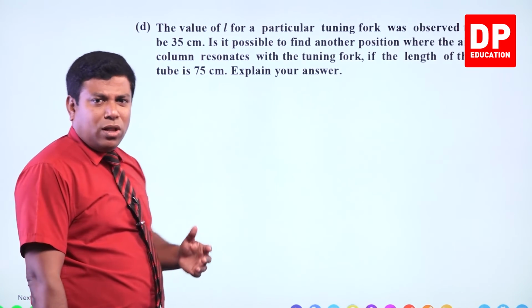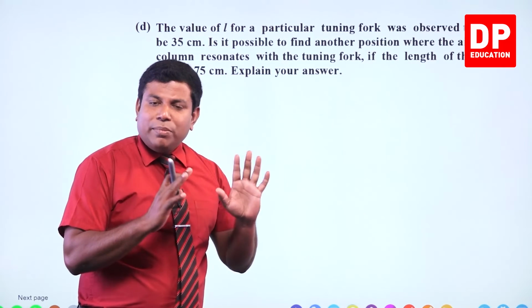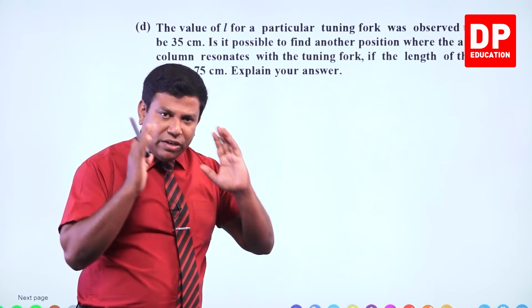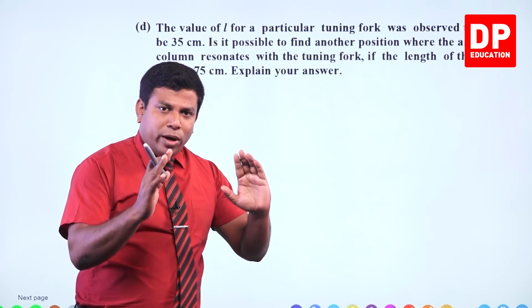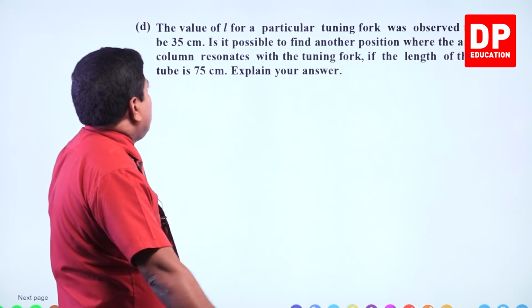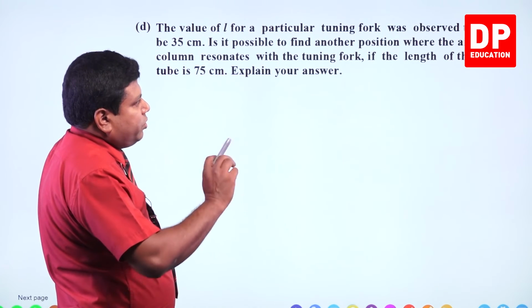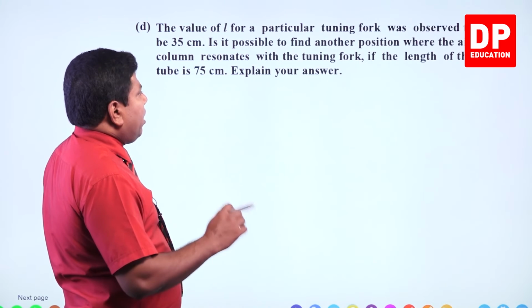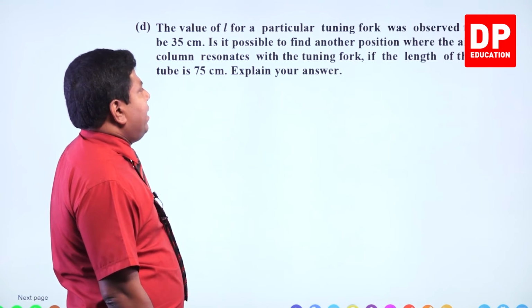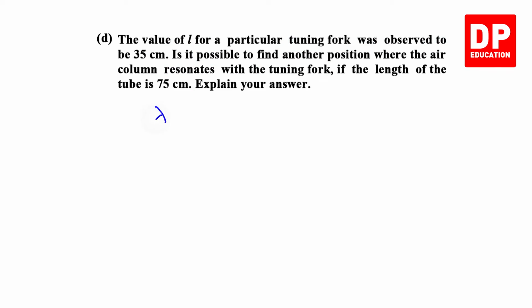Quite easy ones. Can you see all the basic questions they ask? Waves and oscillation, very few complications you have usually. Quite straightforward questions. Anybody who has done some decent practice on these experiments can do it. The value of L for a particular tuning fork was observed to be 35 centimeter. Is it possible to find another position where the air column resonates with the tuning fork if the length of the tube is 75 centimeter? So, you know lambda by 4 is 35 centimeter. This is for the fundamental note.